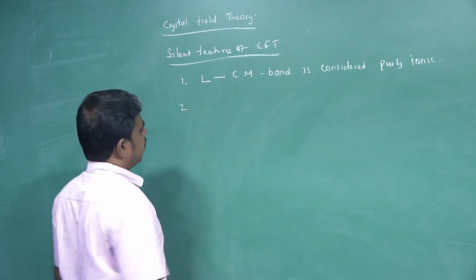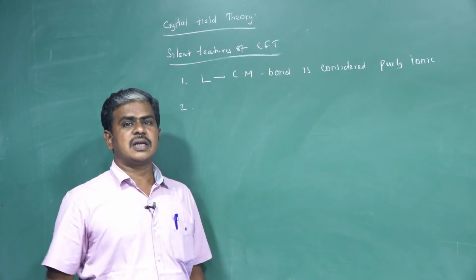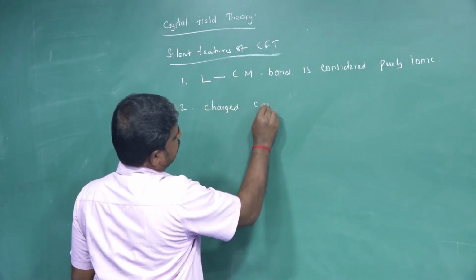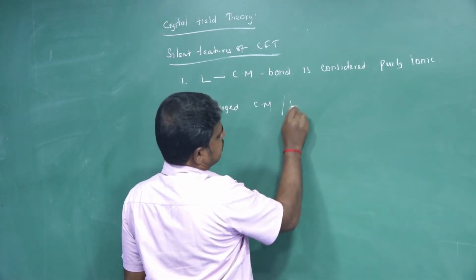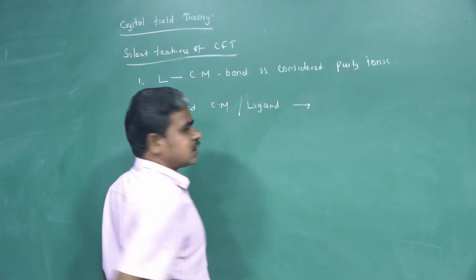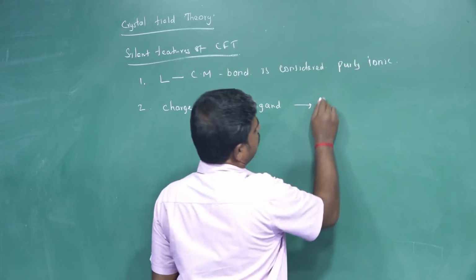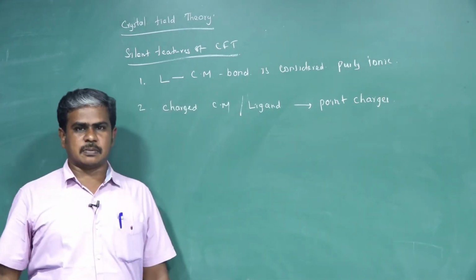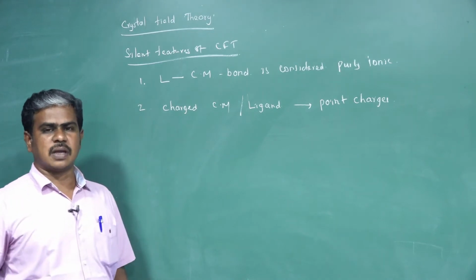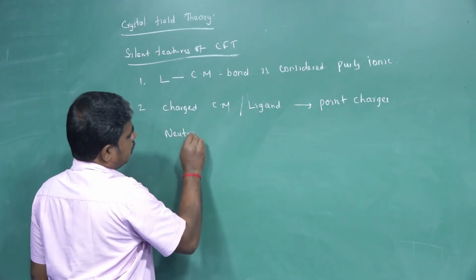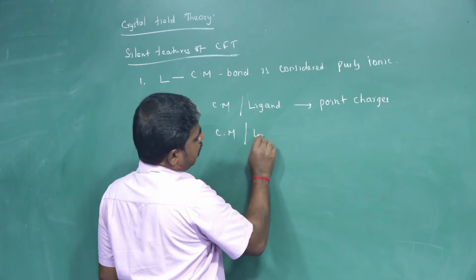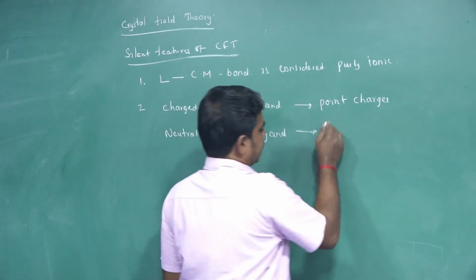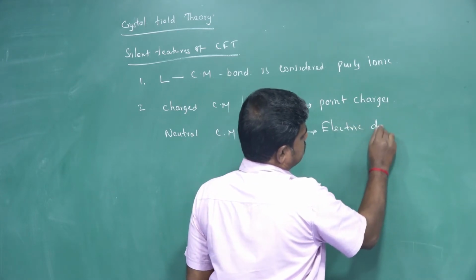Now, the second postulate: the charged central metal atom and the charged ligands are considered as point charges. And if it is a neutral central metal atom, like nickel tetracarbonyl, or a neutral ligand, it is considered as electric dipoles.